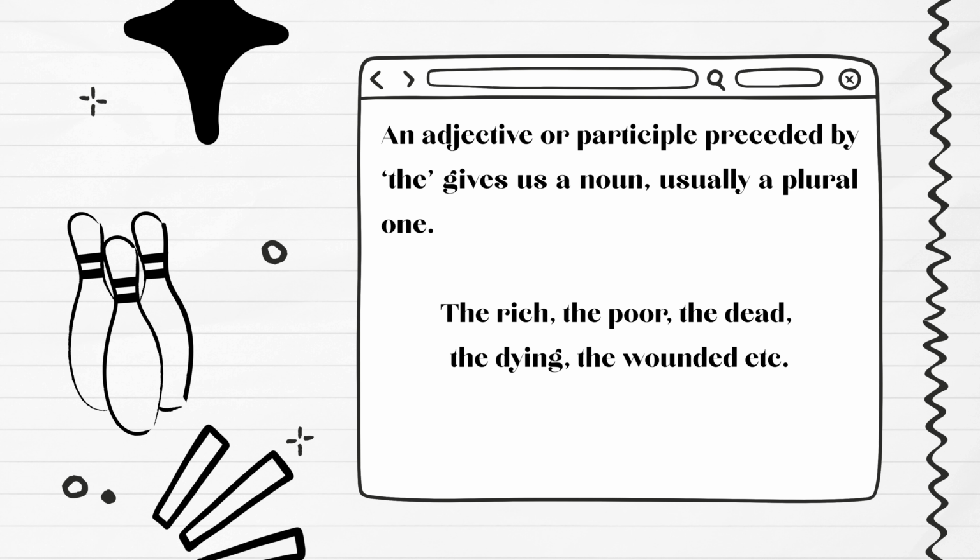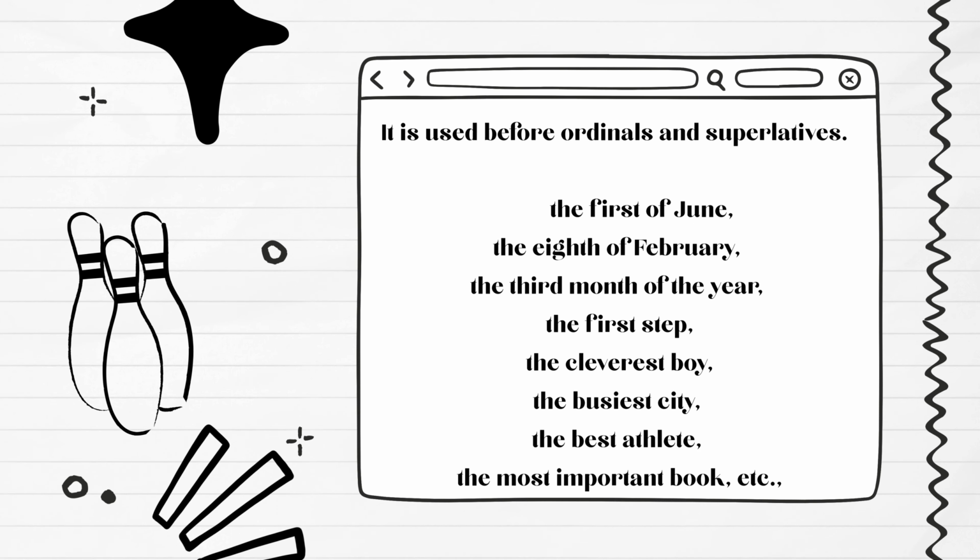An adjective or participle preceded by the gives us a noun, usually a plural one. The rich, the poor, the dead, the dying, the wounded, etc. It is used before ordinals and superlatives. The 1st of June. The 8th of February. The 3rd month of the year. The first step, the cleverest boy. The busiest city. The best athlete. The most important book, etc.